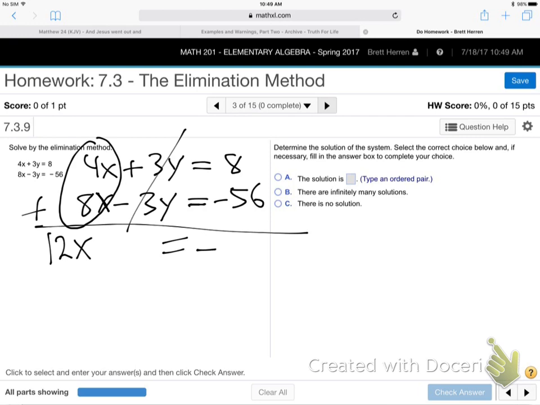Is that minus 48? So x is going to be negative 4, right? X is negative 4. There we go.